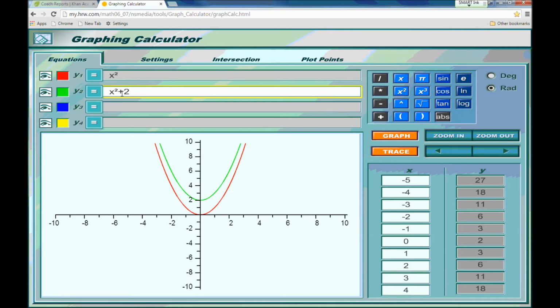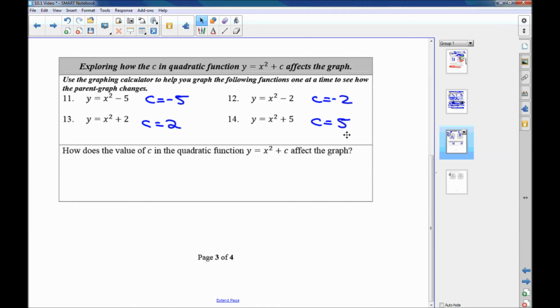Okay. And then our last one, just to double check, number 14, we have +5 here. So if I graph that, it shifts the y-intercept up 5. So our vertex gets shifted up 5 spots. All right, so it seems like the c does up and down shifting. Okay, let's give it a go and see here. How does the c in the quadratic function y equals x squared plus c affect the graph?